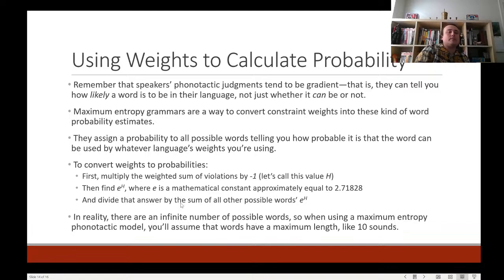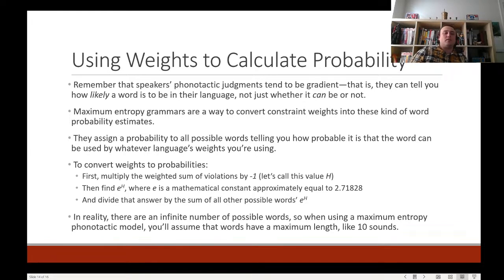So first you multiply the weighted sum of violations, that thing we had in the last column, by -1. And we'll call this capital H. Capital H stands for harmony. You don't have to worry about why it stands for harmony. That's just what that is. Then you're going to find e to the H. So e to the power of harmony, where e is a mathematical constant approximately equal to 2.71828. It's the base of the natural logarithm.